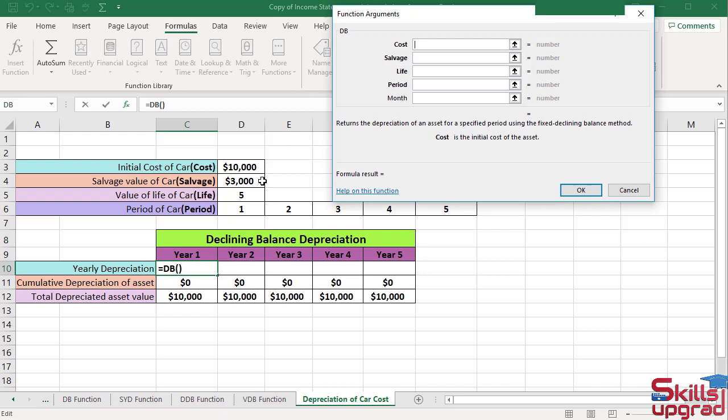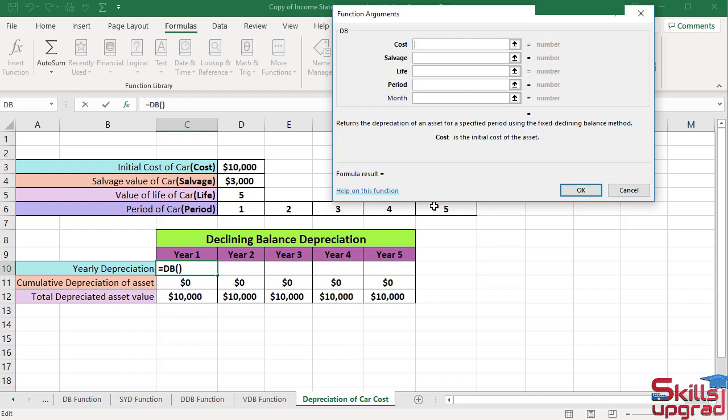I have projected a salvage value of the car, $3,000 at the end of its useful life. The life of the car is 5 years. There are 5 periods in the life of a car. This is year number 1, this is year number 2, and so on.